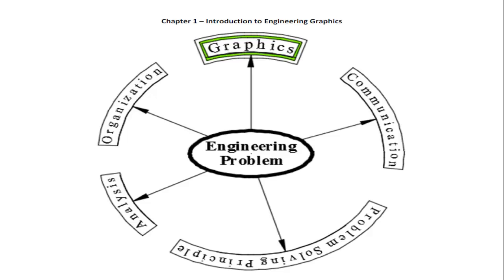We look at engineering problems, whether it's civil, mechanical, architectural. The graphics are a key element in handling any type of engineering problem, along with communication, problem solving principles, analysis, and organization. And organization is a big one here because we want to make sure that whatever we do, it is organized in such a fashion that if we give it to the next person, they're going to understand exactly where we're going with this. But the number one tool that is used in the engineering field to communicate these ideas is with graphics.